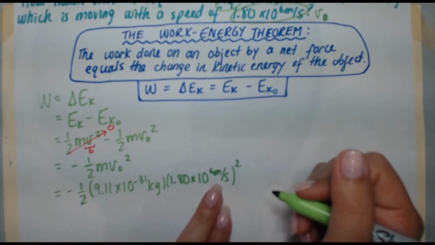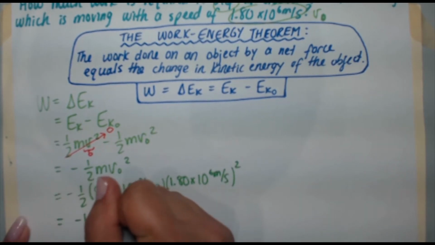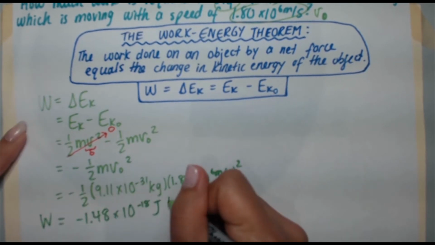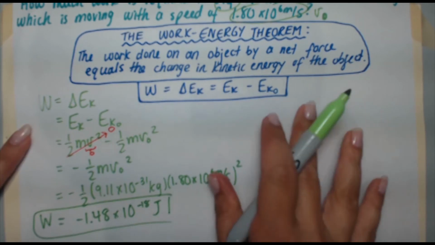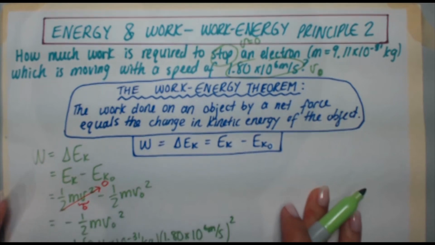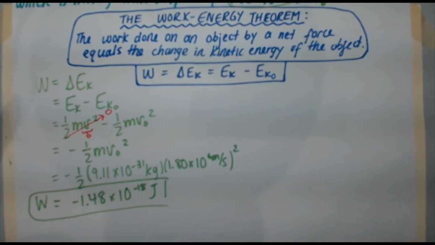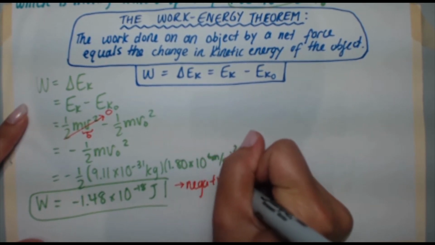And when you plug all this into your calculator, you are going to get negative 1.48 times 10 to the minus 18 joules. Now, yes, your answer is negative, and we have 3 sig figs here because in the question, both numbers are given to 3 sig figs. So what does it mean for the number to be negative? Well, negative work just means that the object is slowing down.